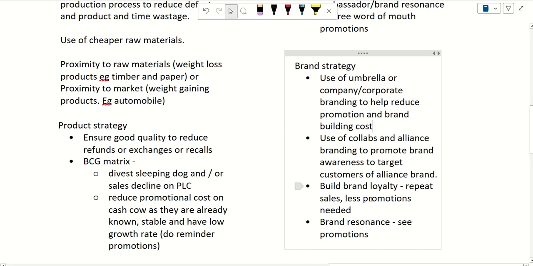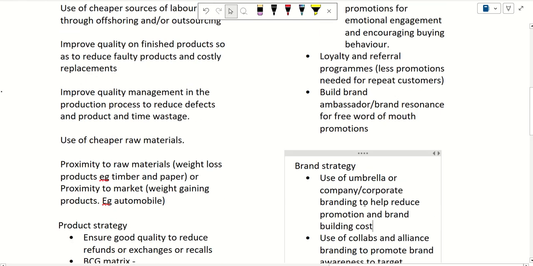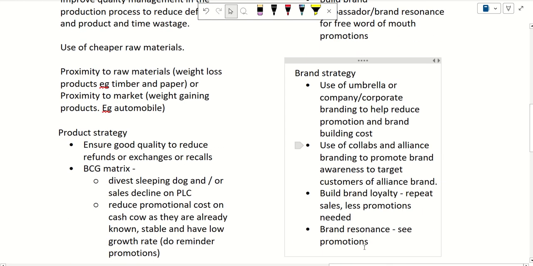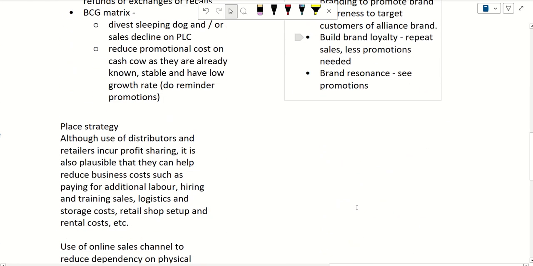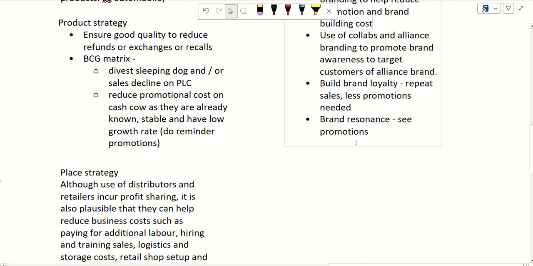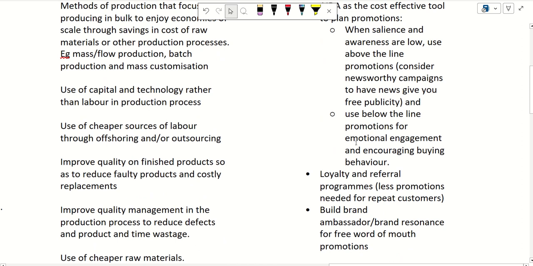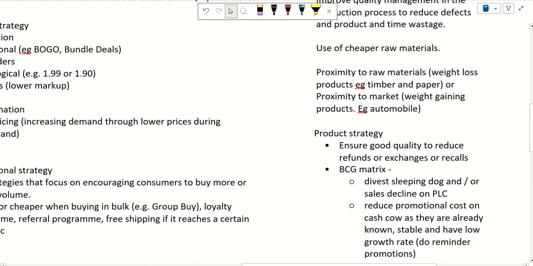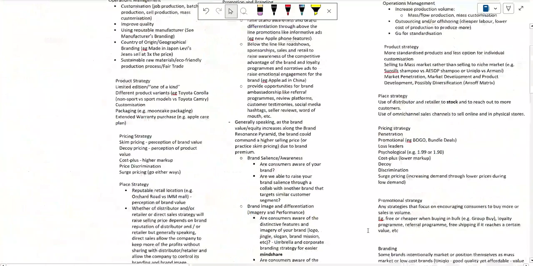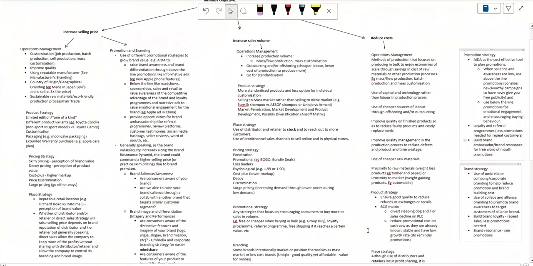Next, build brand loyalty. Repeat sales, fewer promotions needed. So you build brand loyalty, loyalty and referral programs. Of course, if you have brand resonance, then you actually have free word of mouth promotions. Same thing. All right, so that actually ends this summary.